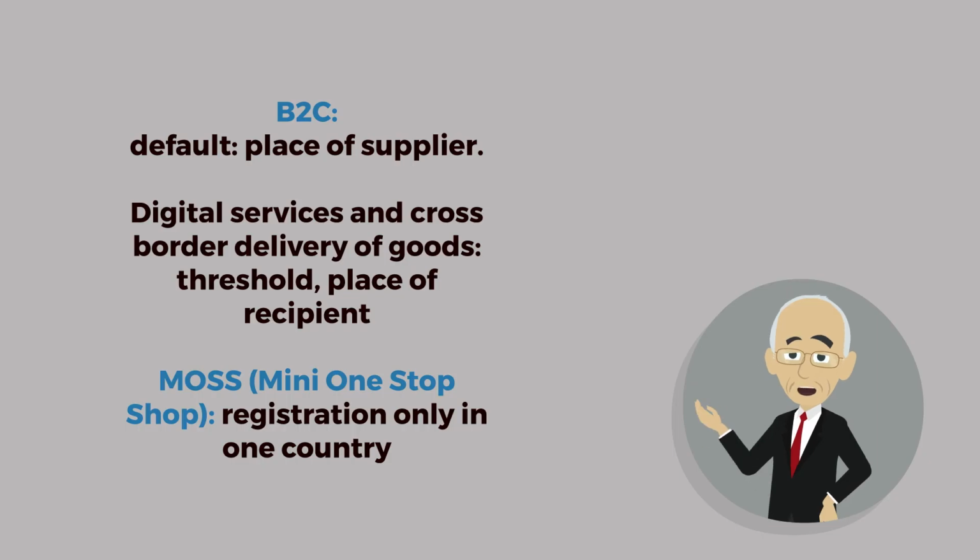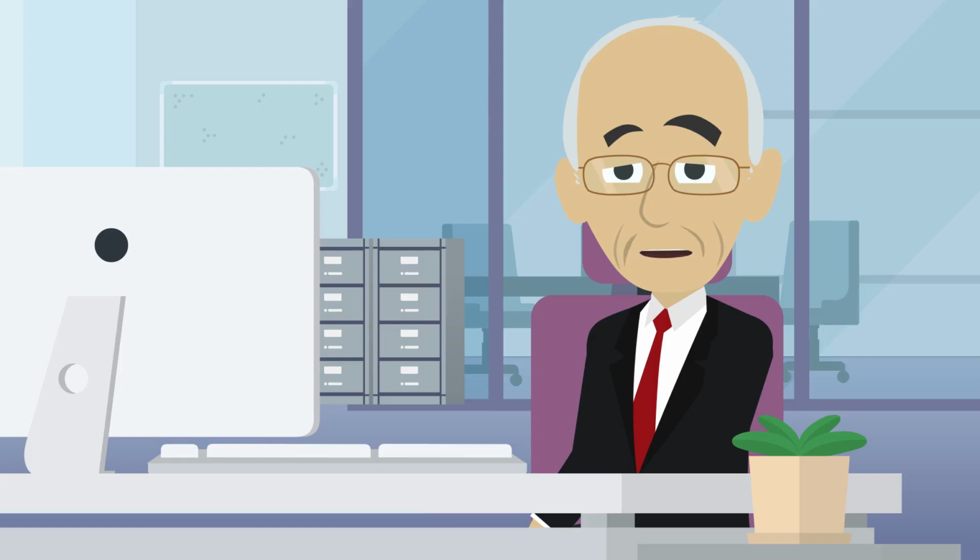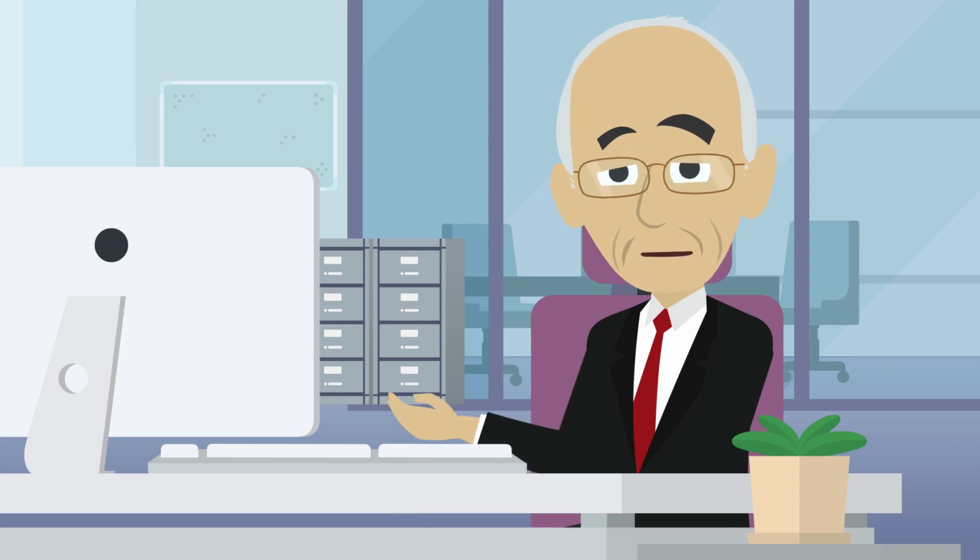For B2C digital services above this threshold in the EU, MOSS, the mini one-stop shop, is available. It allows to submit the VAT declaration for multiple EU countries in just one EU country, without registering in the destination countries. For importers of goods with a sales value of less than €150, the IOSS system is available. IOSS means Import One-Stop Shop.